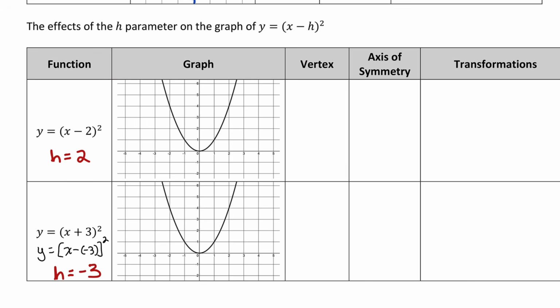And you may be noticing that the h value just has the opposite sign of what you see inside the brackets. If we see x minus 2, the h value is positive 2. And if we see x plus 3, the h value is negative 3.